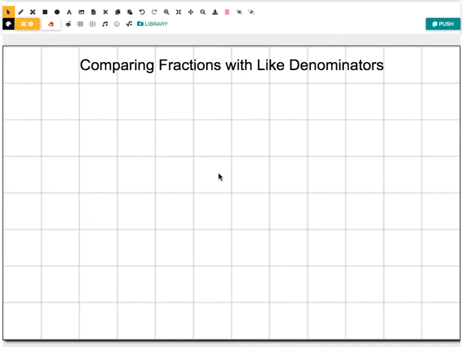For the last few weeks, we've been working with fractions. We're going to be starting comparing fractions this week. So first, we're going to be looking at comparing with like denominators. So let's just review the parts of a fraction really quick before we do a couple examples.